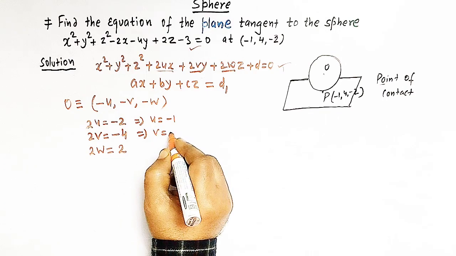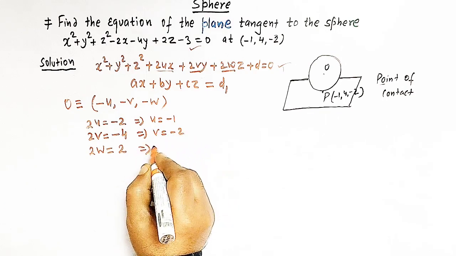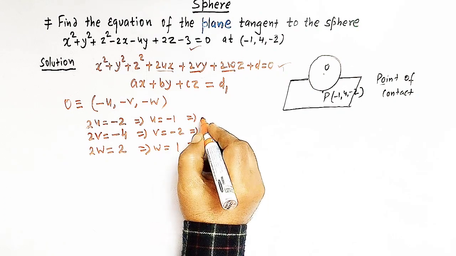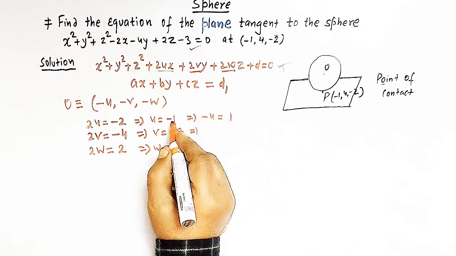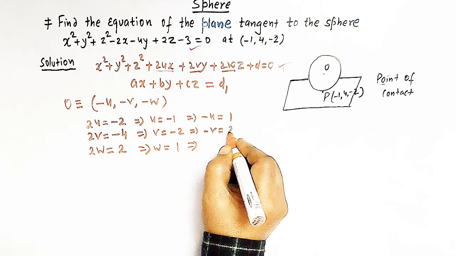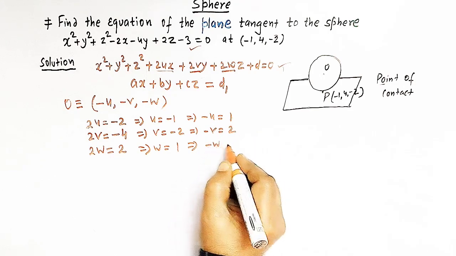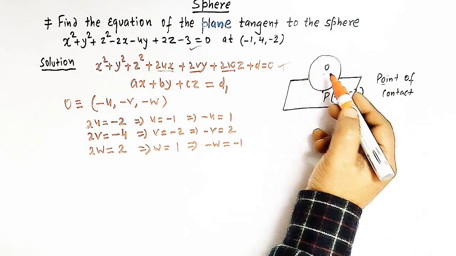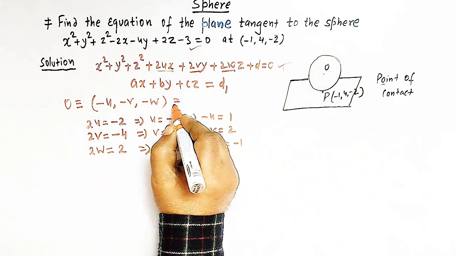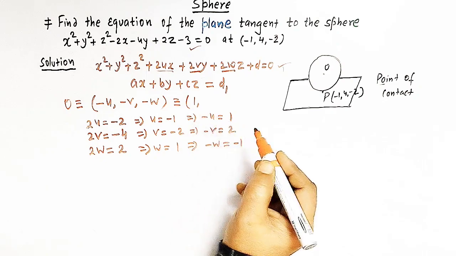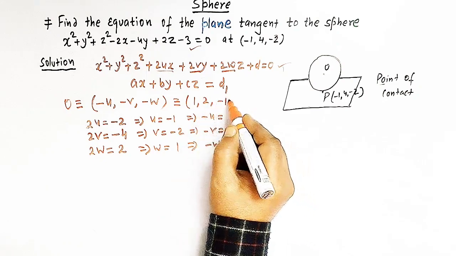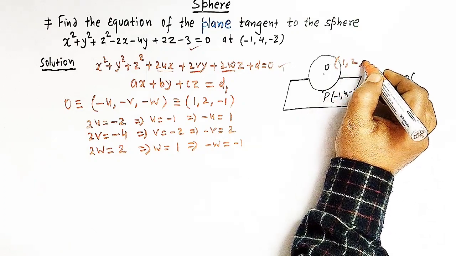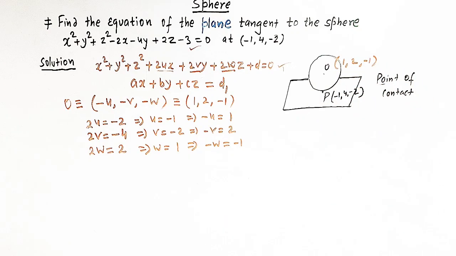From here v is equal to minus 2, and w is equal to 1, so that minus u is equal to 1, and minus v is equal to 2, and minus w is equal to minus 1. So the center of this sphere is now given by the coordinates 1 comma 2 comma minus 1. So here we can write 1 comma 2 comma minus 1.